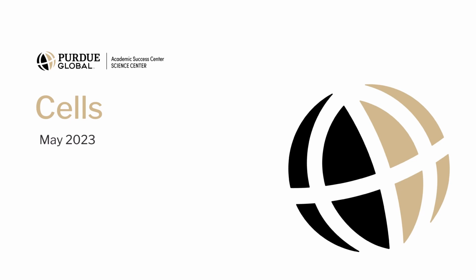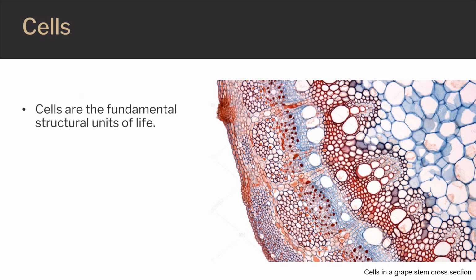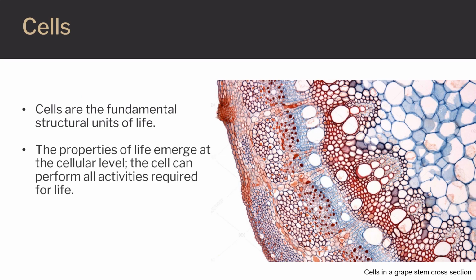In this tutorial, we will explore the different types of cells. Cells are the fundamental structural units of life. The properties of life emerge at the level of the cell. In other words, a cell can perform all of the activities required for life.